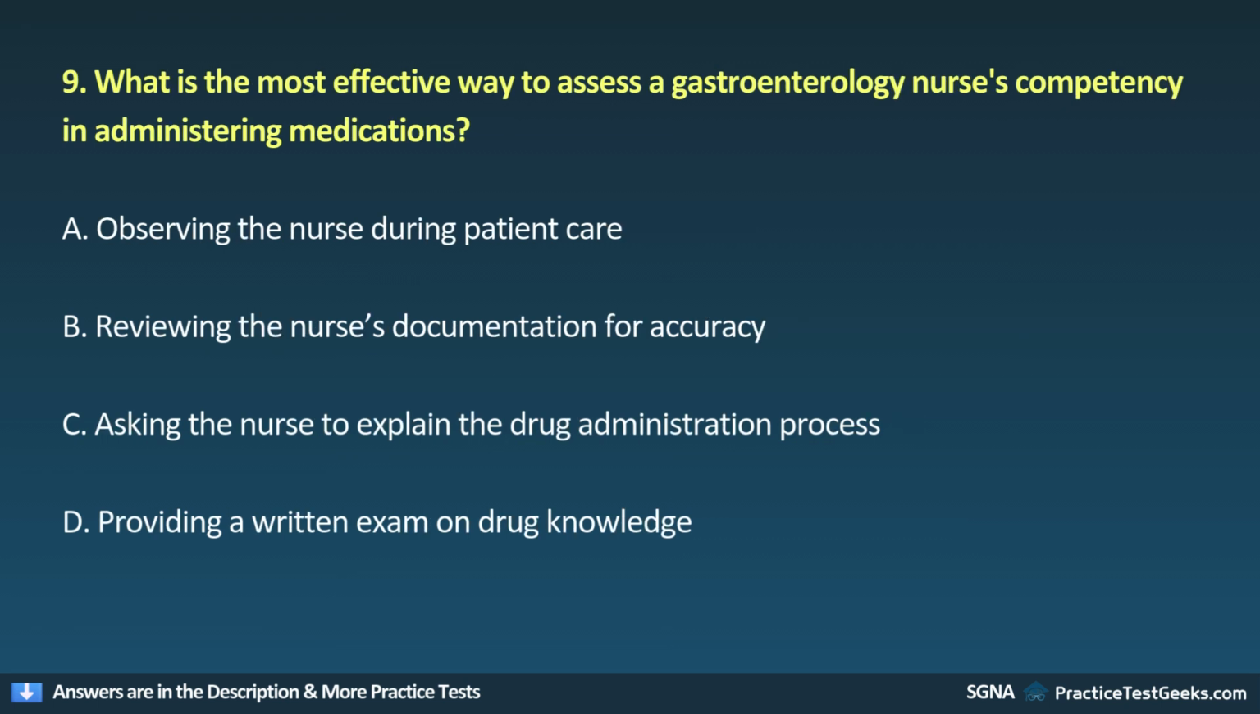9. What is the most effective way to assess a gastroenterology nurse's competency in administering medications? A. Observing the nurse during patient care. E. Reviewing the nurse's documentation for accuracy. C. Asking the nurse to explain the drug administration process. D. Providing a written exam on drug knowledge.